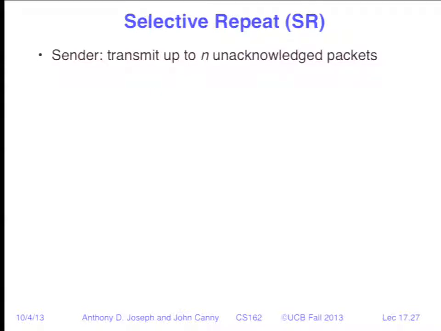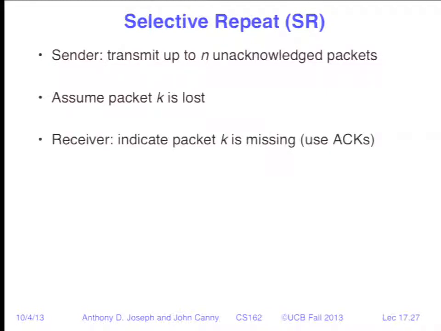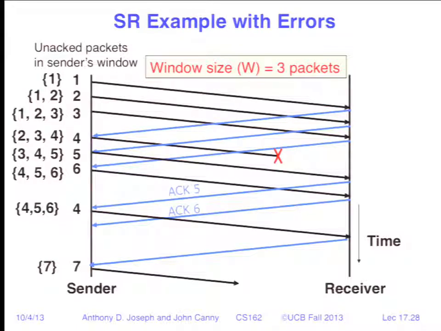So here, again, it's a window protocol. We allow the sender to send up to n unacknowledged packets. If we assume a particular packet gets lost, like packet K, the receiver indicates, I lost packet K, I didn't get it. It uses acknowledgments to do this instead of negative acknowledgments. And the sender just retransmits packet K. Nothing else.